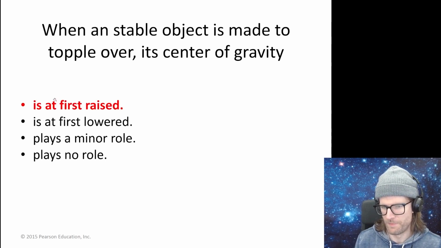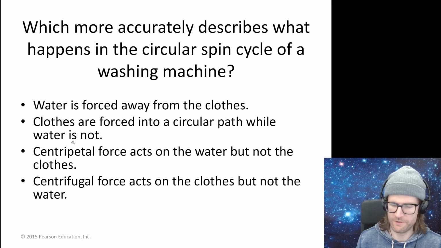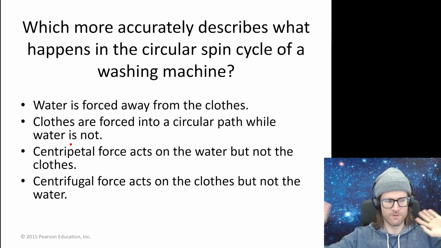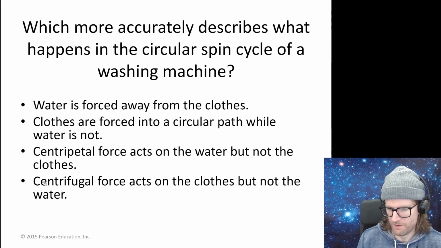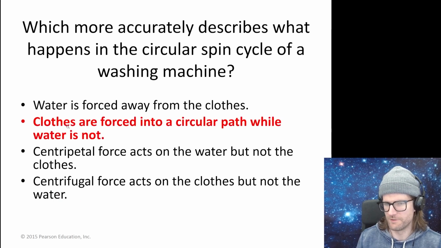Okay. First raised. Which more accurately describes what happens in the circular spin cycle of a washing machine? Water is forced away from the clothes. Well, that's sort of true. Clothes are forced into a circular path while water is not. That sounds even better, because the clothes are kept in a circle, whereas the water can go in a straight line away from the clothes. Centripetal force acts on the water, but not the clothes. Well, that's not true. Centrifugal force acts on the clothes, but not the water. Well, that's fictitious. That's not part of our explanation. I think the second one is the best answer.